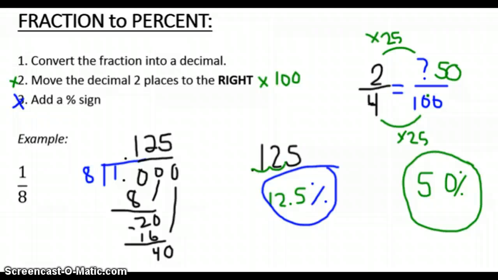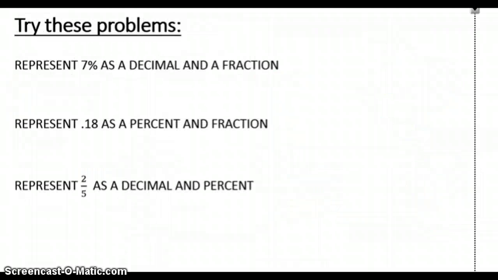Now, just to test your understanding, I want you to look at this next slide and figure out these questions. So represent 7% as a decimal and as a fraction. Represent 0.18 or 18 hundredths as a percent and a fraction. And lastly, represent 2/5 as a decimal and a percent.